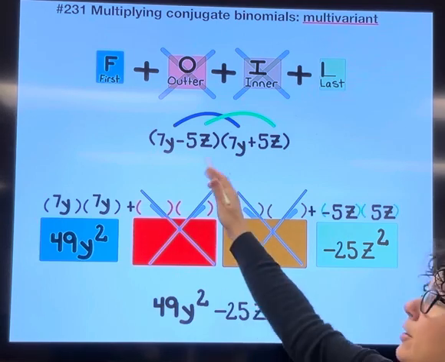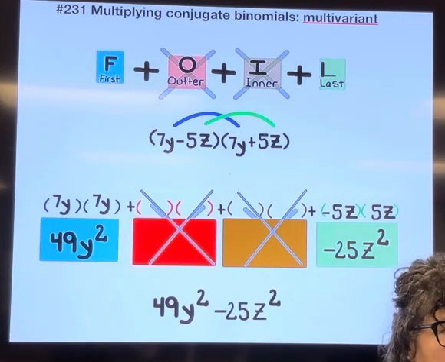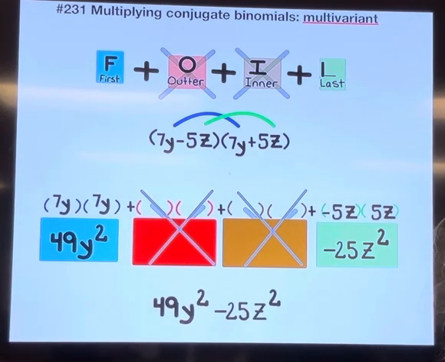If you don't happen to notice they're conjugates and you do outer and inner, they're gonna cancel out and it's fine. But it's a bit of a shortcut if you notice that the two you're multiplying are conjugates.